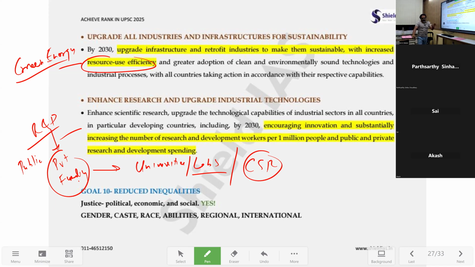Now, all these efforts we have done: first is poverty, next is hunger, health, education, gender. Then we talked about clean water and sanitation, energy, jobs, and industry innovations. When you focus on all these basic building blocks, they are bound to reduce inequalities. So inequalities of all types will reduce: political, economic, and social. That will cut across all these divisions: gender, caste, race, abilities, regional, and international.